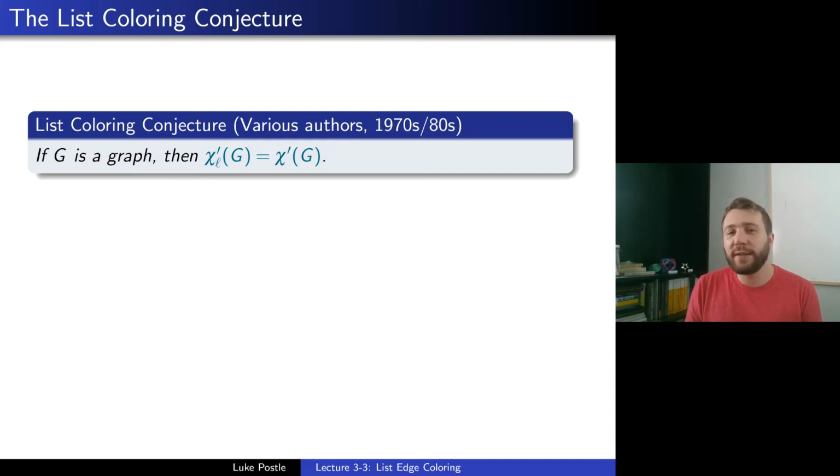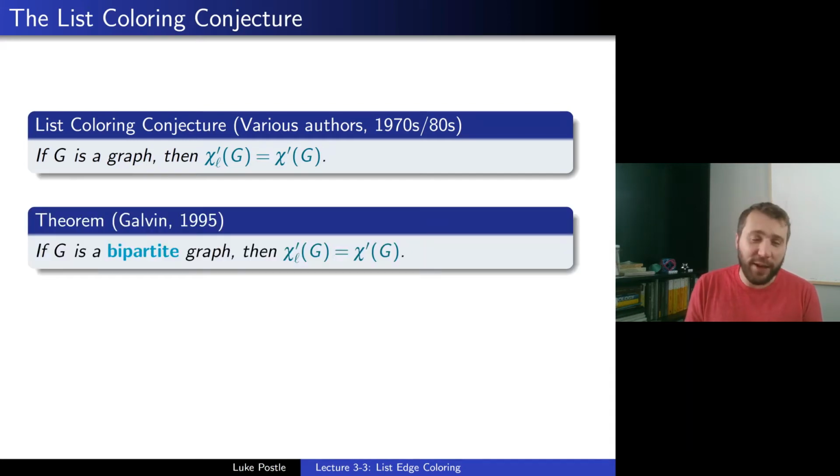Well, what is known? After being bandied around in the 70s and 80s, Galvin in 1995 proved that if G is a bipartite graph, then they are indeed equal. And I'll go through a proof of this in a bit. It's remarkable, it's nice, it's short. It's a very nice result. So it's true for bipartite graphs.